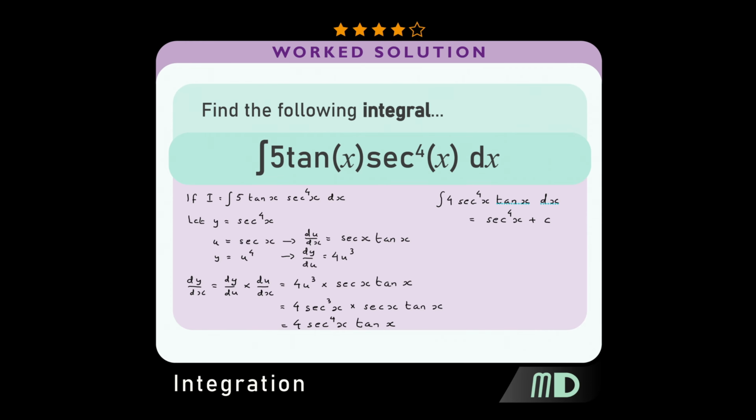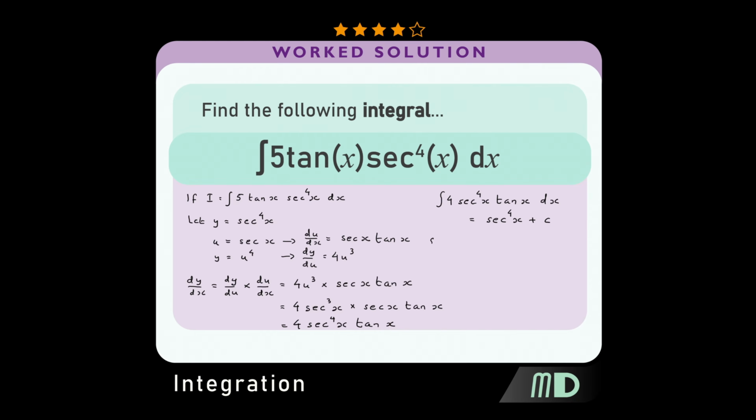This isn't our final answer, however. The expression we were given to integrate had a coefficient of 5, not 4. So we need to multiply our solution by 5/4, effectively swapping the 4 for a 5.